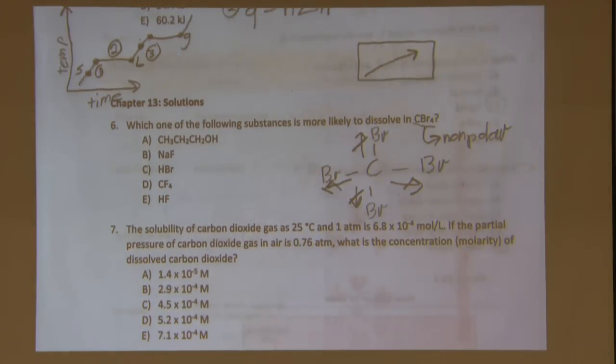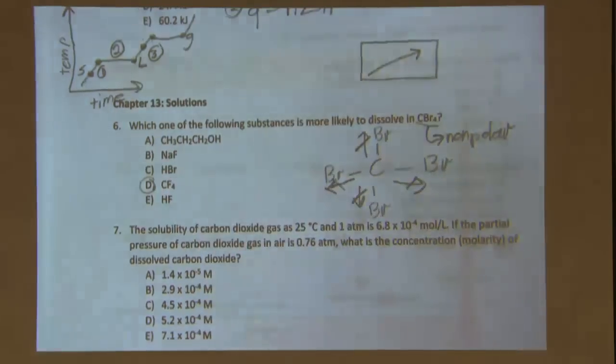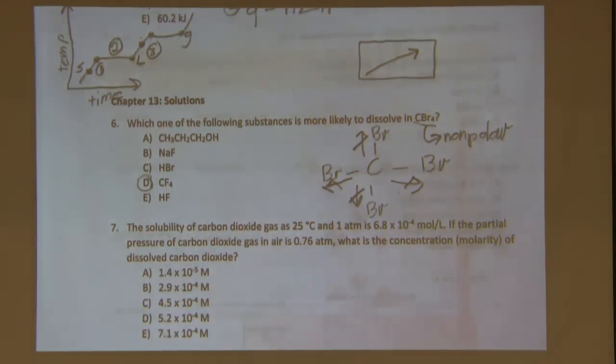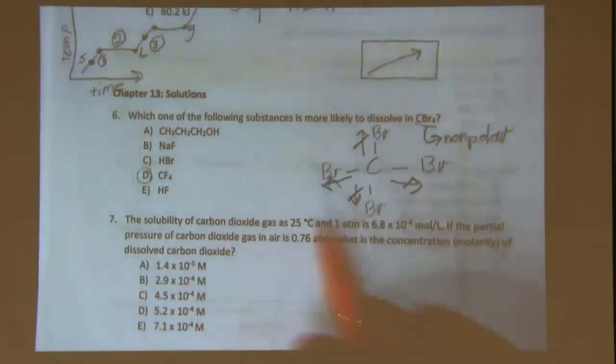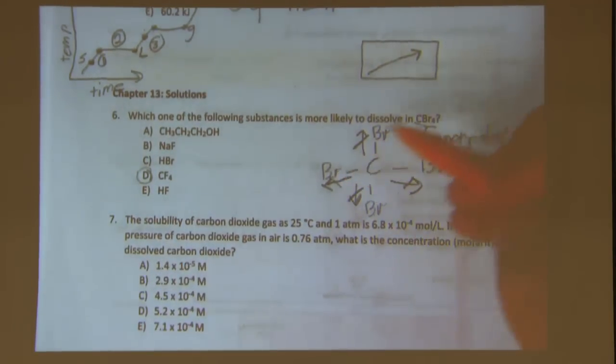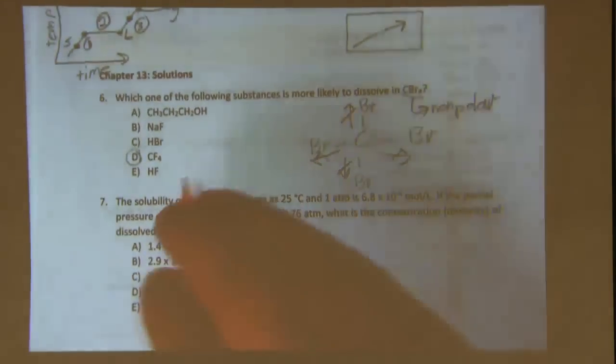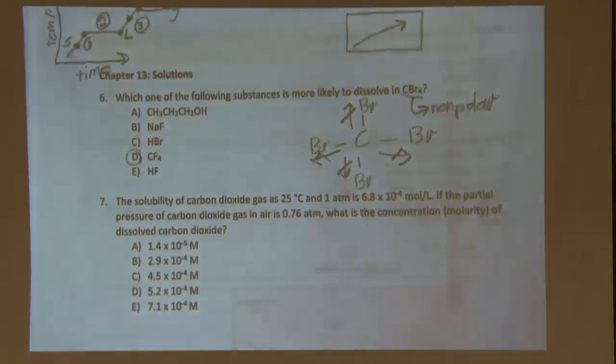So now I'm going to look for nonpolar compounds, and if you look through these, CF4 has a very similar structure to CBr4, and when we draw it out, it's going to have the same kind of effect. We're going to have a bunch of fluorines here, and they're all going to cancel each other out with the dipole arrows. So CF4 is the only other nonpolar compound.